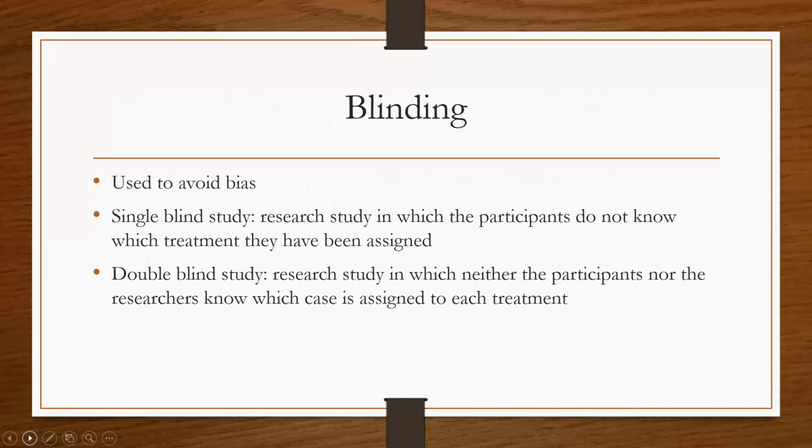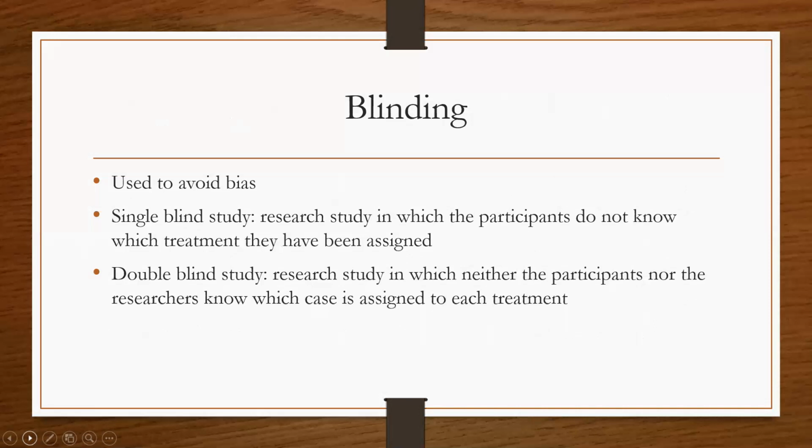So you have the single blind study where one of the groups does not know which treatment they've been assigned. So for instance, the researchers know exactly who's getting what kind of treatment, and the people who are getting the treatment have no idea. So they could be getting either a sugar pill or an actual treatment pill.